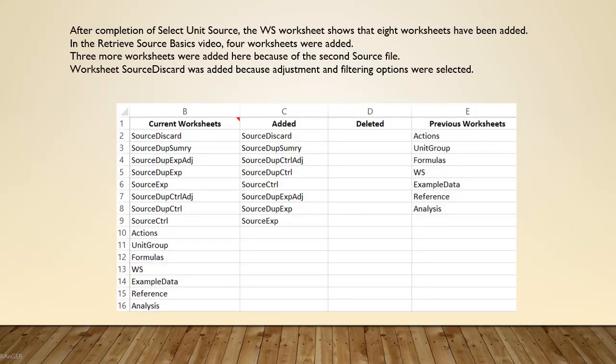After completion of Select Unit Source, the WS worksheet shows that 8 worksheets have been added. In the Retrieve Source Basics video, 4 worksheets were added. 3 more worksheets were added here because of the second source file. Worksheet Source Discard was added because adjustment and filtering options were selected.